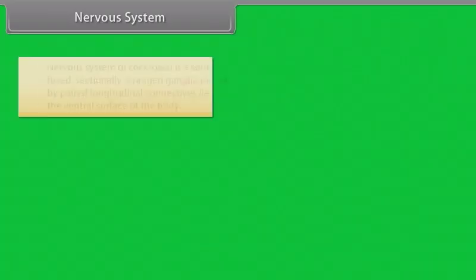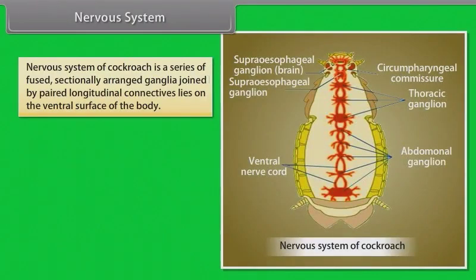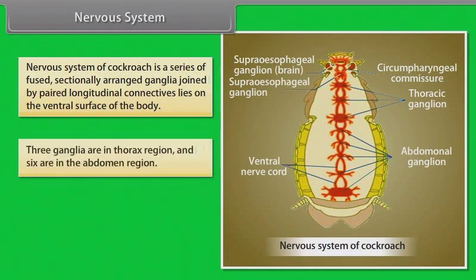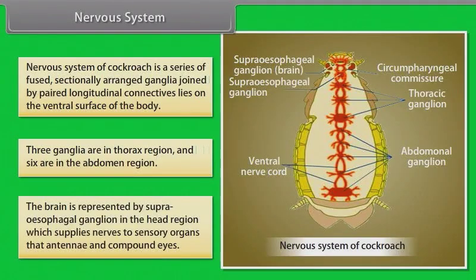Nervous system. The nervous system of cockroach is a series of fused, segmentally arranged ganglia joined by paired longitudinal connectives that lie on the ventral surface of the body. 3 ganglia are in the thorax region and 6 are in the abdomen region. The brain is represented by the supraoesophageal ganglion in the head region which supplies nerves to sensory organs, that is, antennae and compound eyes.